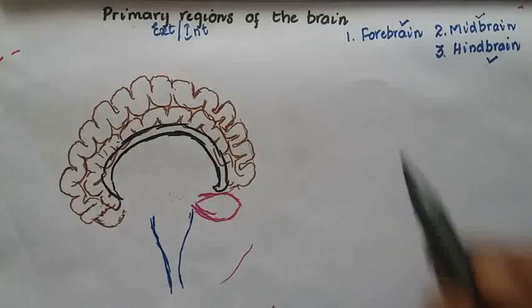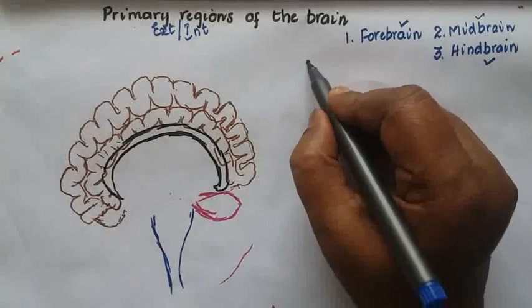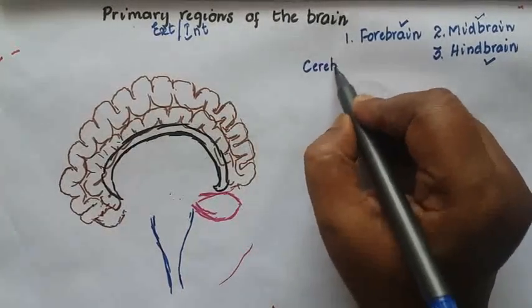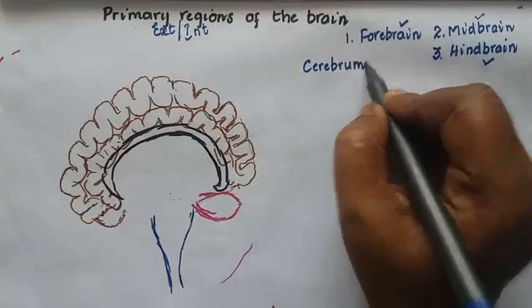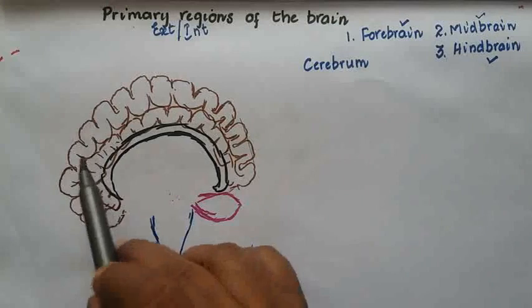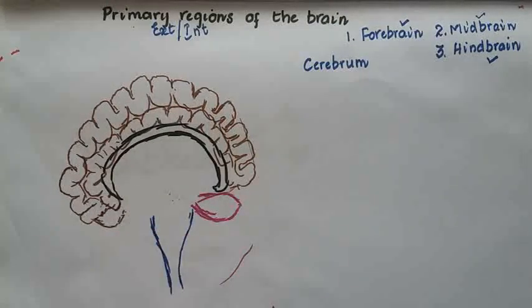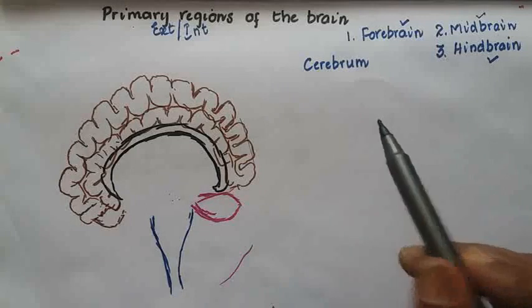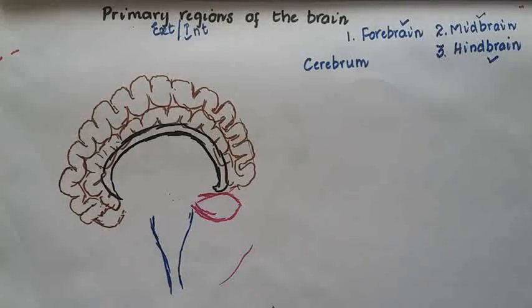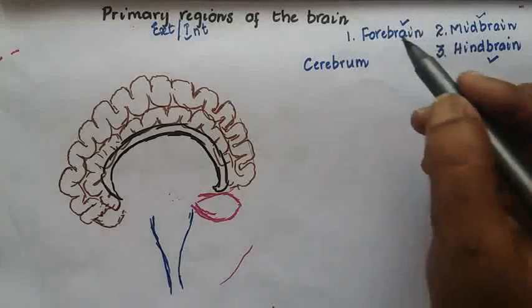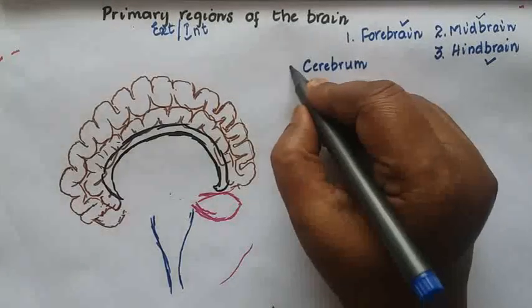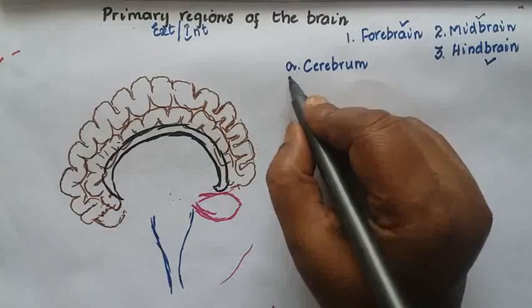Now, the forebrain comprises the cerebrum, which we have already learnt. We know that the cerebrum has a number of convolutions, and we already learnt its functions: it is the seat of memory, consciousness, intelligence, willpower, and helps us in viewing objects, hearing, etc. So the first part of the forebrain is the cerebrum, which we are already familiar with.